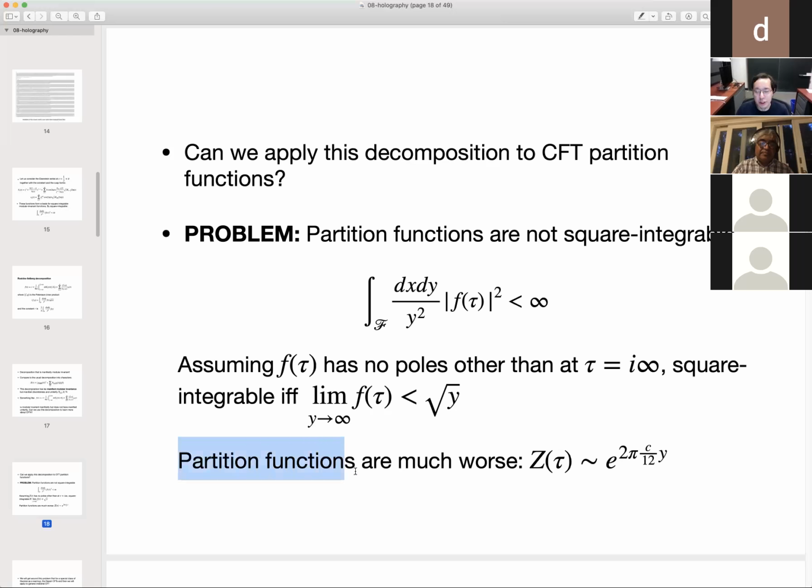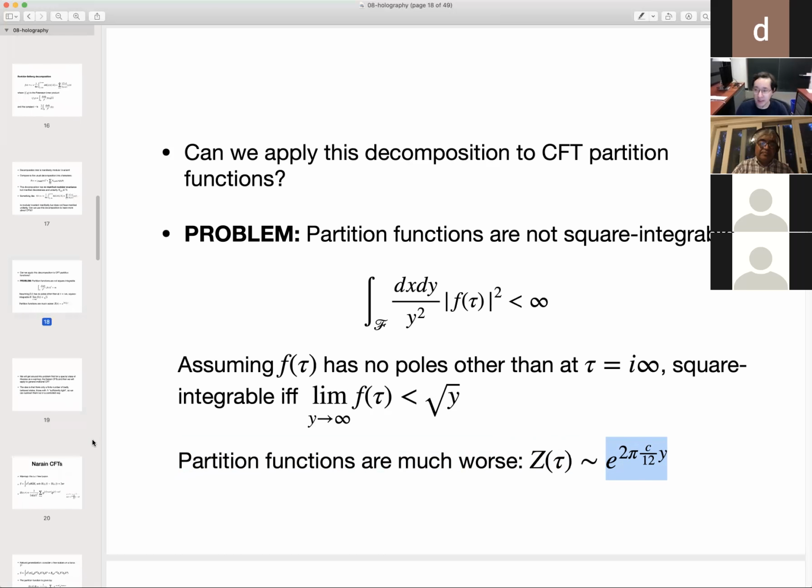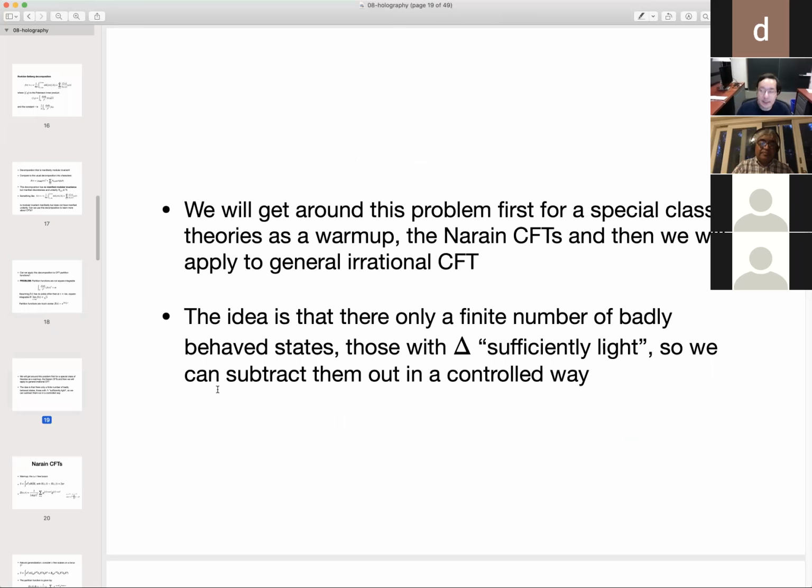Whereas partition functions are much, much worse, because there's a Casimir energy when you look at the energy spectrum on the cylinder of minus c/12, which means that the vacuum state and any light operators will be very, very bad. They're not just bigger than a square root, they're exponential. So they're worse than any polynomial. So partition functions are extremely not in L2. So this theorem that the mathematicians have promised us may not necessarily apply. This is an important problem.